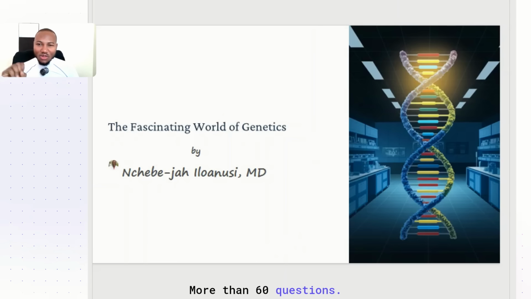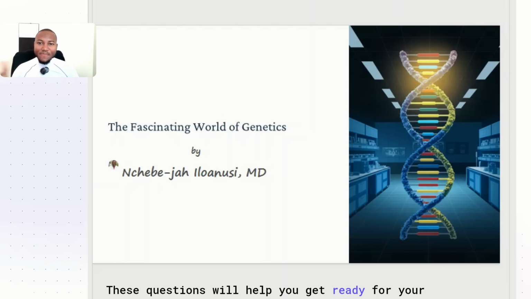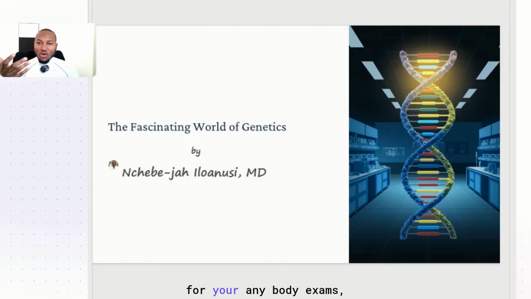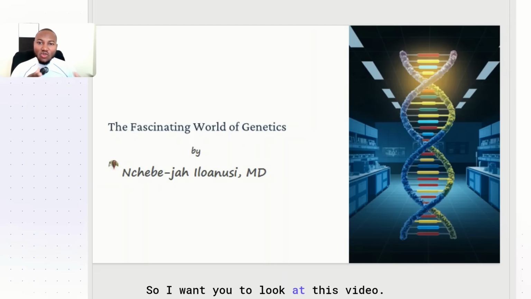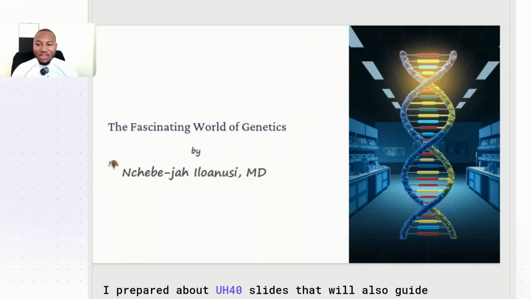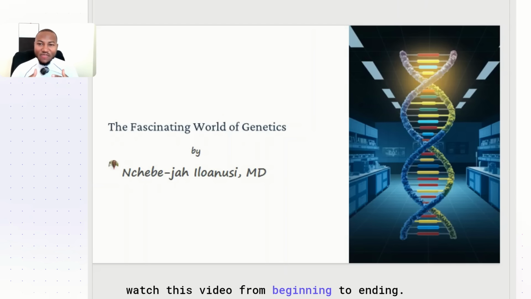More than 60 questions. These questions will help you get ready for your NCLEX, for any board exams, for your MCAT as well, also for your college exams, Anatomy 1 and Anatomy 2 on genetics. So I want you to look at this video, take your pen and paper, write down the questions, think about them. Check the ones I say are wrong, know why they are wrong. It's very, very important for you to know. I prepared about 40 slides that will also guide us in discussing these questions. All right? So I need you to gear up. Watch this video from beginning to end.